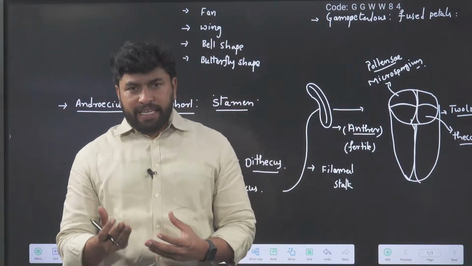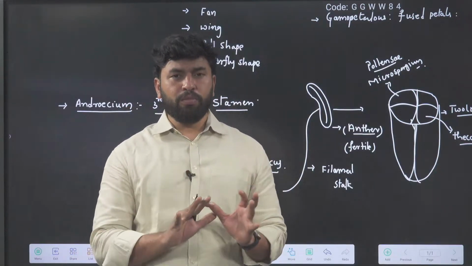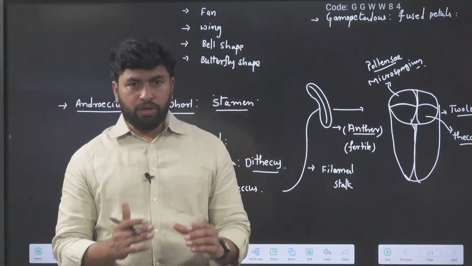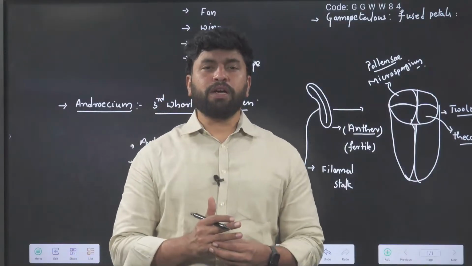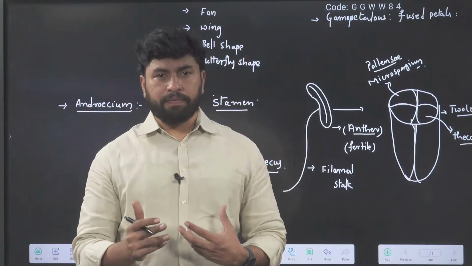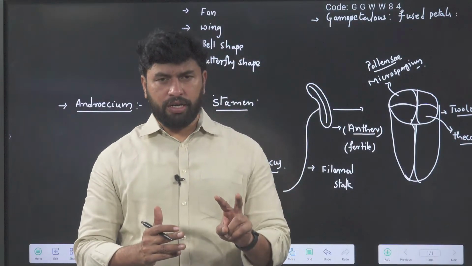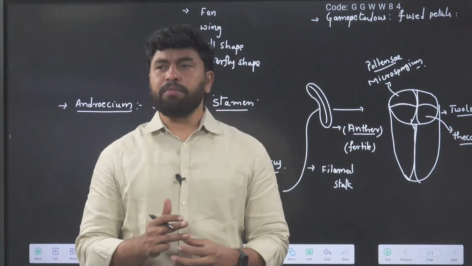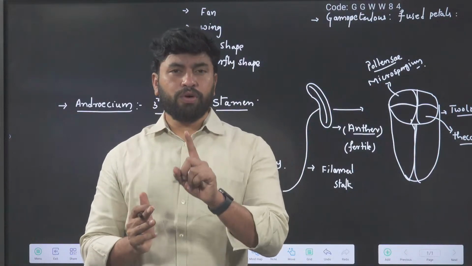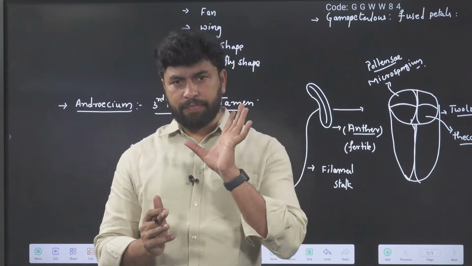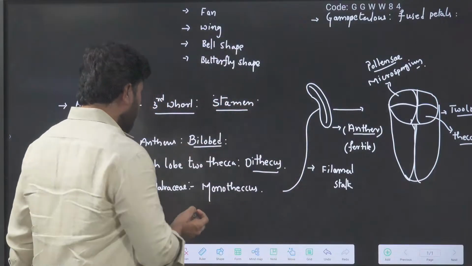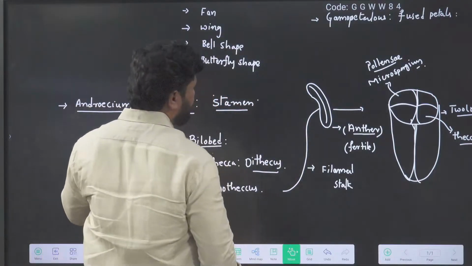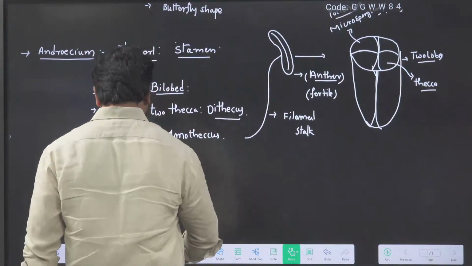Generally, bilobed is common, with exceptions. In each lobe, the number of sporangia may vary. Typically, two sporangia or two theca. Rarely in Malvaceae members, only one sporangium or one theca. Is it okay? That's about it. The remaining procedure we will carry out later on.